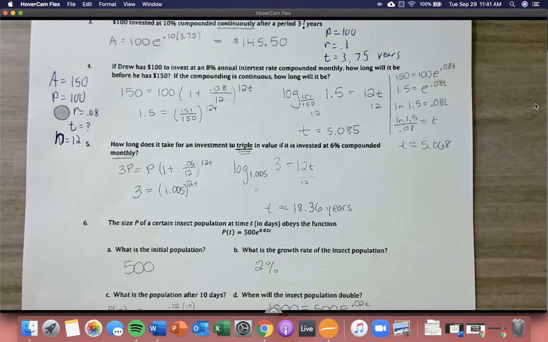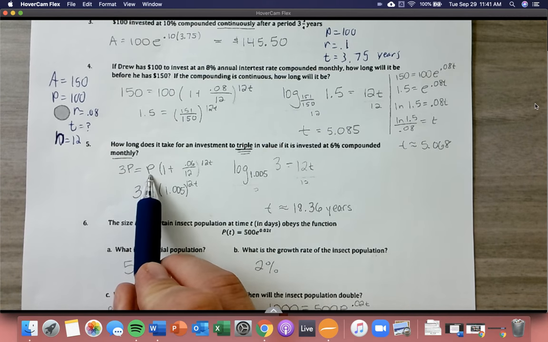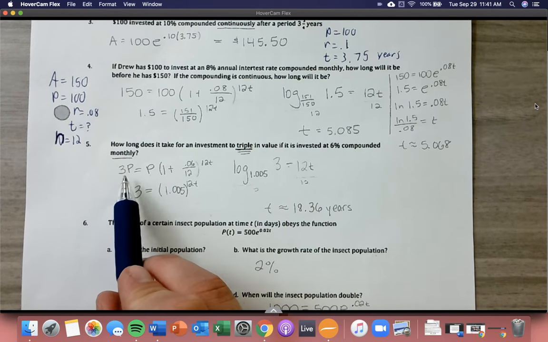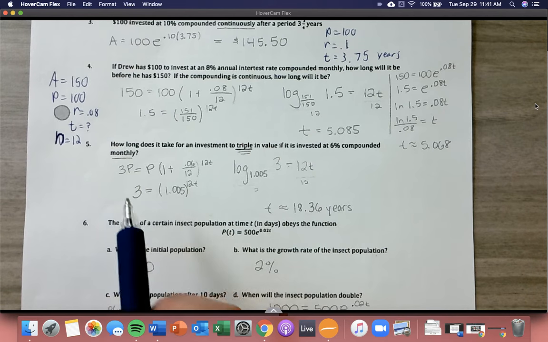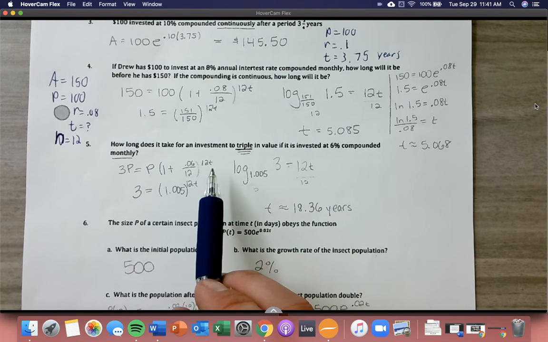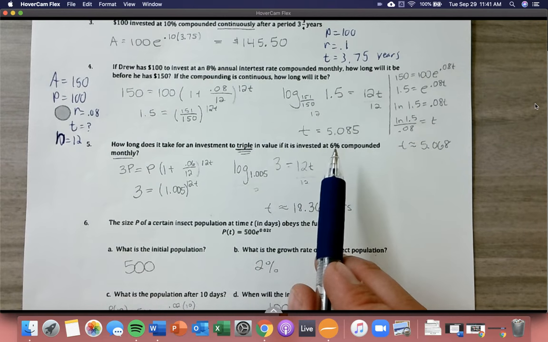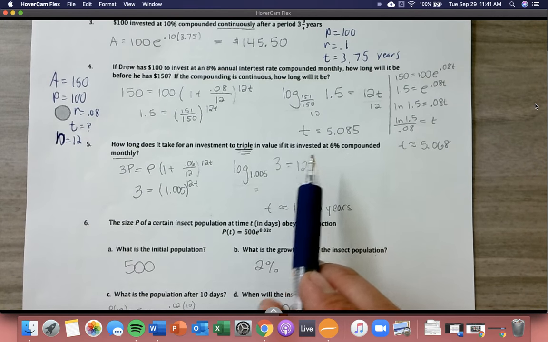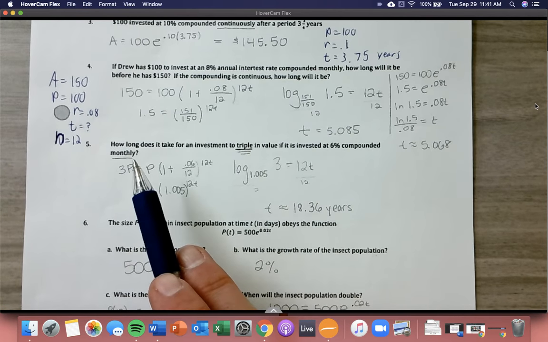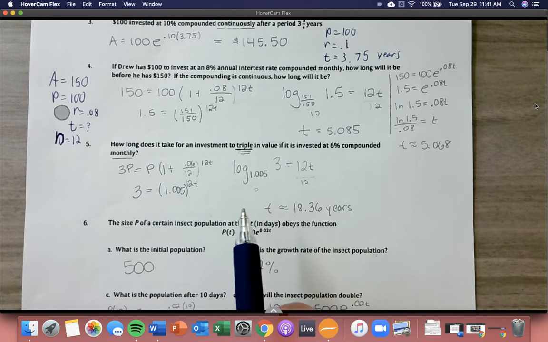How long does it take an investment to triple in value if it's invested at 6% compounded monthly? What we've got to know is, if the original was P and we want it to triple, well, that's just 3 times P. So the amount in this case is 3P, and we know the rate is 6%, which is 0.06. It's compounded monthly, so n is 12, and we're solving for the time.